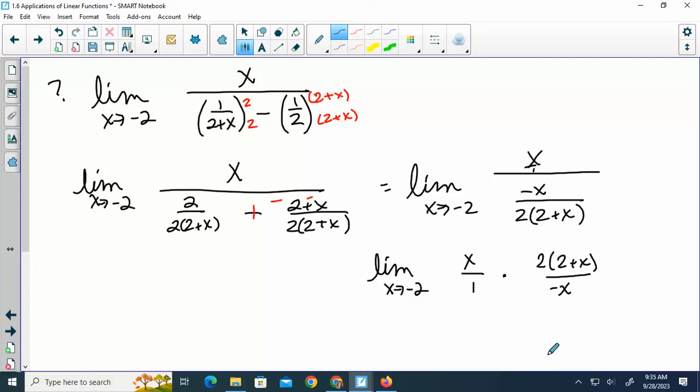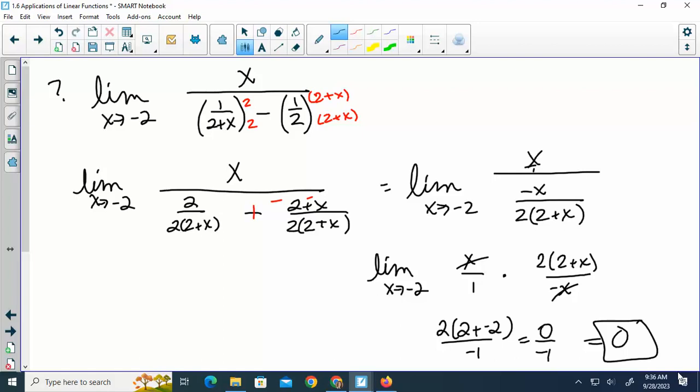Technically, you could go ahead and plug in right now because you're not getting 0 on the bottom. You could cancel these x's first. It's not going to matter. If we plug in there, we have 2 plus negative 2 divided by negative 1. So we get 0 over negative 1 or just 0. So you have to be able to get a common denominator on number 1.